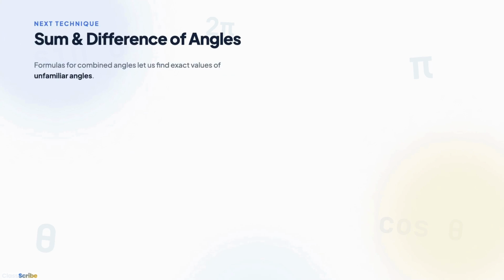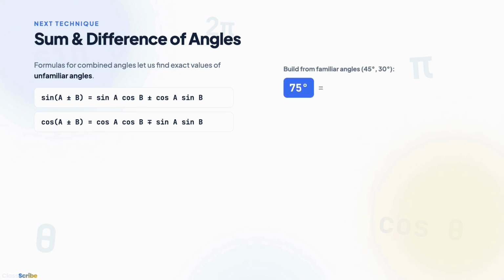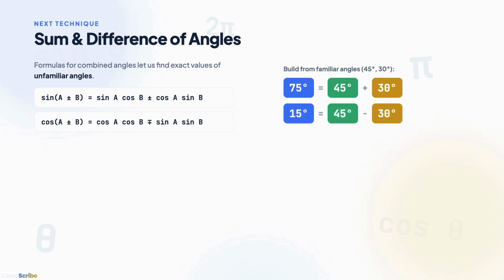Next, we'll study trigonometric functions of the sum and difference of two angles. These formulas help us find exact values of angles like 75 degrees or 15 degrees by expressing them as combinations of familiar angles such as 45 plus 30 or 45 minus 30. Instead of memorizing values, we learn how to derive them logically.